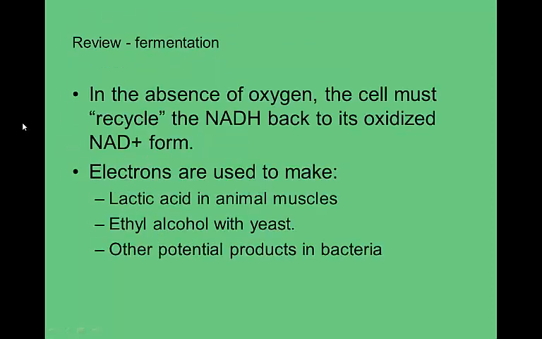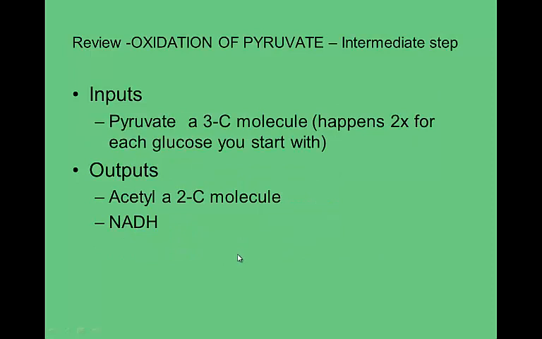The next thing we can think about is fermentation. Again, in the absence of oxygen, the cell has to recycle the reduced NAD back to the oxidized version, and when that occurs, we call it fermentation. When fermentation occurs in animal muscles, we produce lactic acid or lactate. When it occurs with yeast, ethyl alcohol or ethanol is produced, and there's other potential products produced with bacteria.